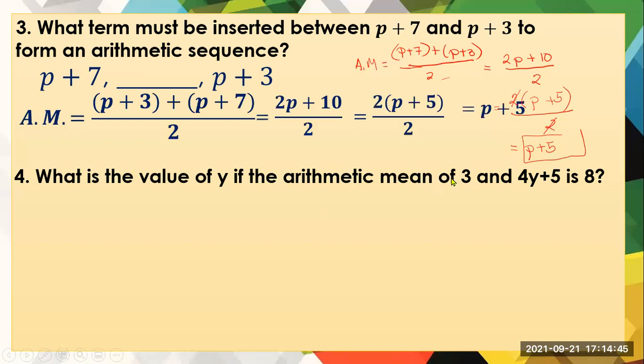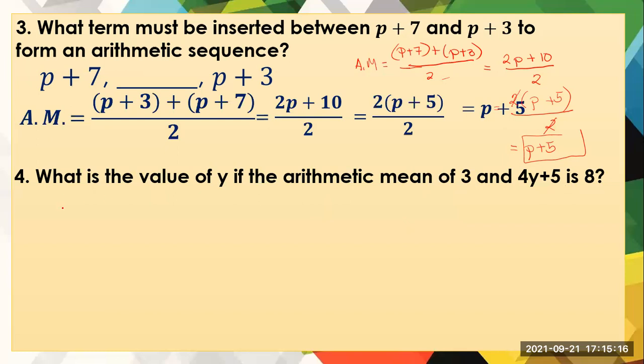Okay? So I hope this is a clear solution to you. Next, what is the value of y if the arithmetic mean of 3 and 4y plus 5 is 8? So it means that your terms are 3 and 4y plus 5 and the arithmetic mean is 8.